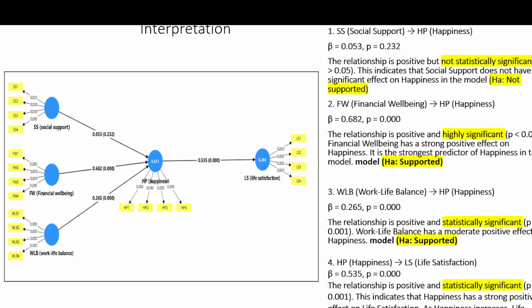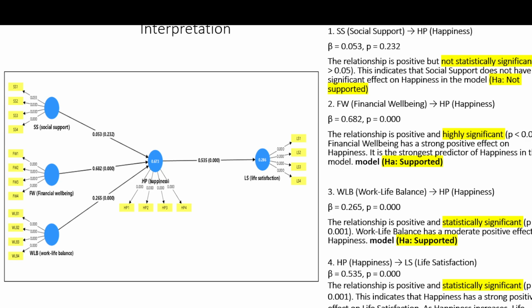Now we have to observe the path coefficient beta along with the p-value for each pair of the constructs. Like for SS and HP, we have to consider these values. Similarly for FW and HP, for WLB and HP, and for HP and LS. So how can you interpret this? Let us say, for example, SS and HP: the beta is 0.053 and the p-value is 0.232. Now, this beta value indicates the strength and direction of this relationship.